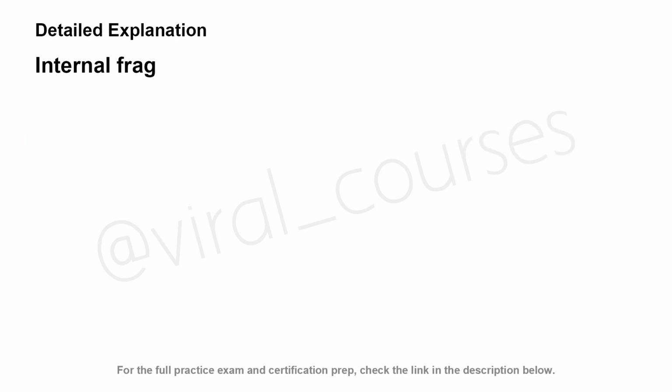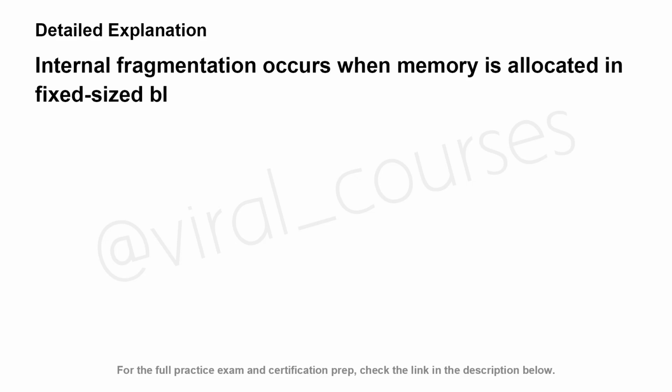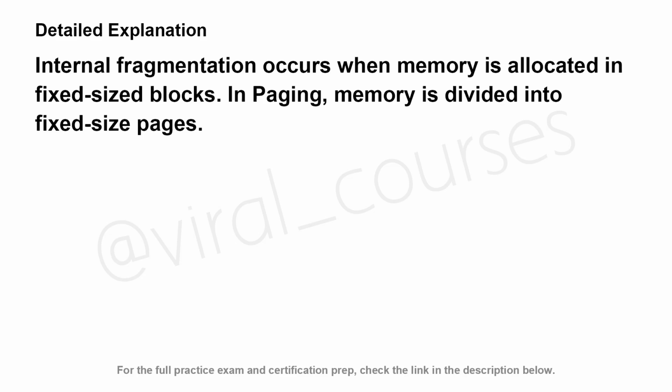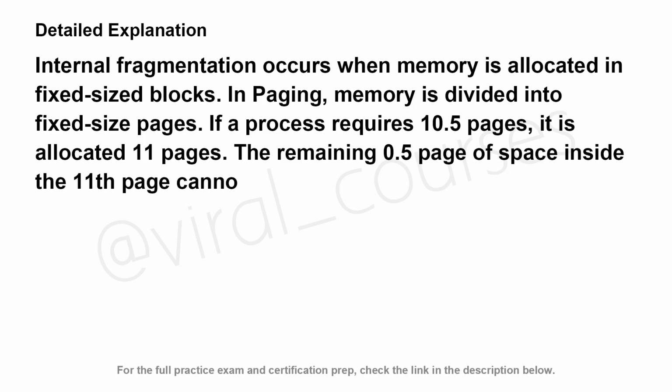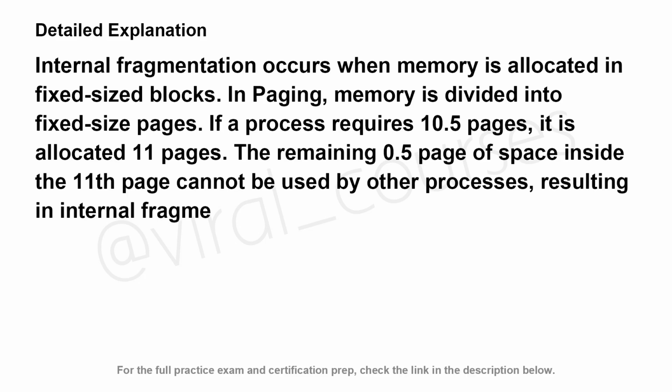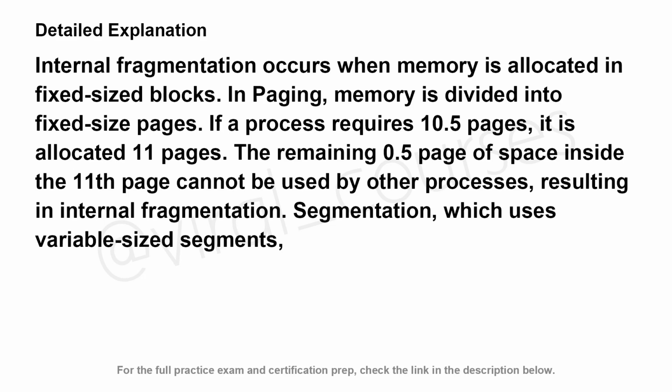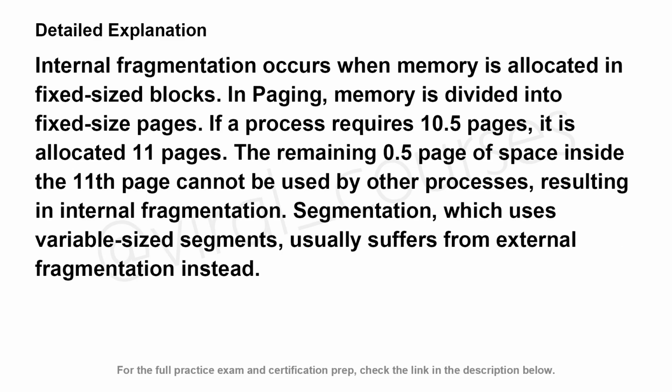Internal fragmentation occurs when memory is allocated in fixed-sized blocks. In paging, memory is divided into fixed-size pages. If a process requires 10.5 pages, it is allocated 11 pages. The remaining 0.5 page of space inside the 11th page cannot be used by other processes, resulting in internal fragmentation. Segmentation, which uses variable-sized segments, usually suffers from external fragmentation instead.